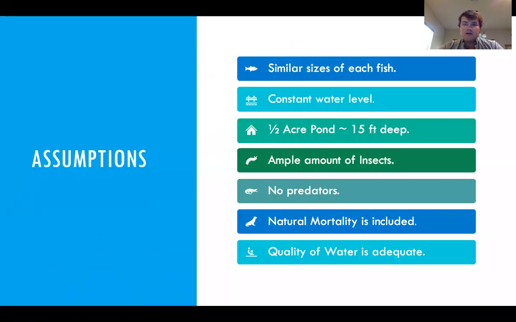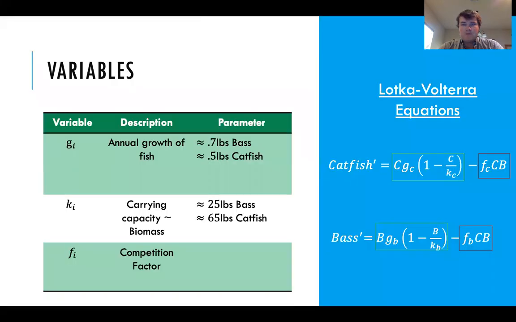So our assumptions here, a couple of important ones, are that you have to have similar sizes of each fish when they're initially let go. If one's bigger than the other, it obviously has a greater advantage over the other species. We also have to have a constant water level, because fluctuation of water level affects the growth of these fish and their carrying capacities.